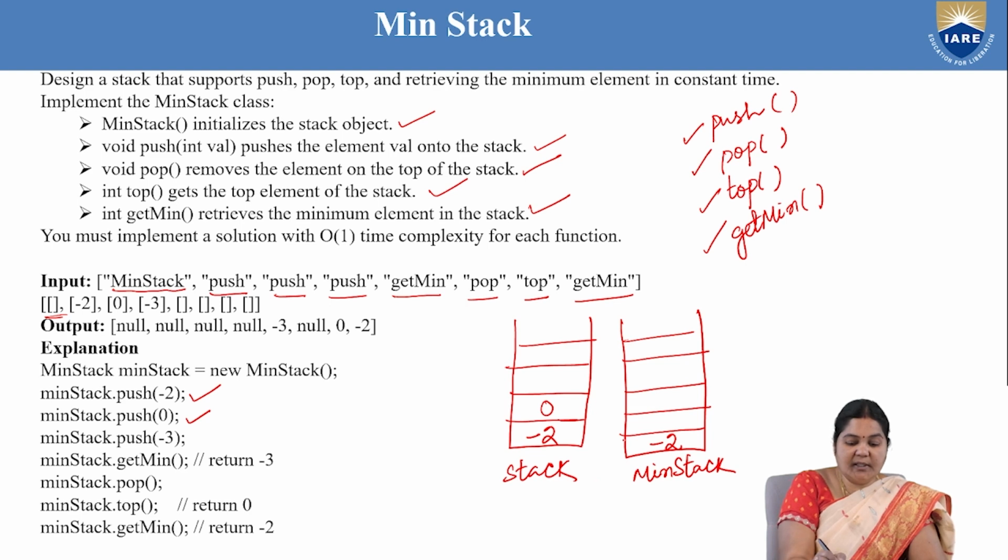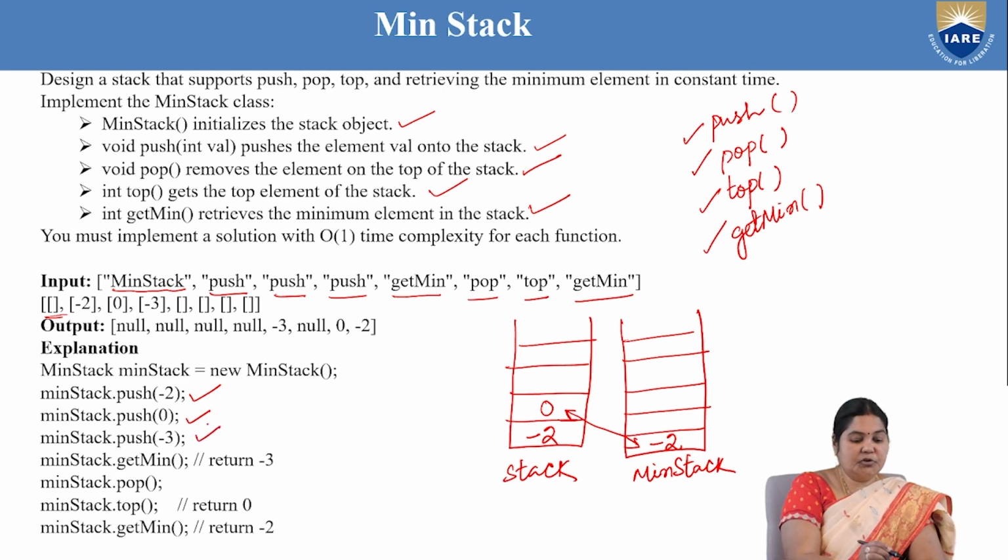Whenever the new element is 0, what will be the value in the mean stack? What we will do is compare the incoming element, 0, which is pushed onto the stack, with what the mean stack contains. The top of the mean stack contains -2, and 0 is bigger than -2. That's why at present, I am not going to change the mean stack. It is the minimum element only.